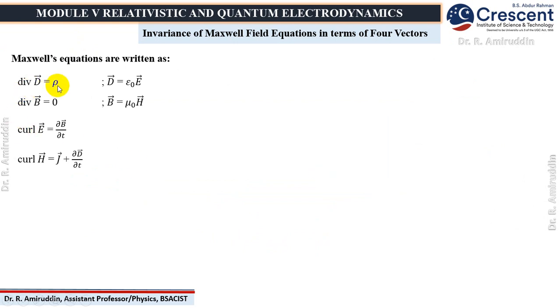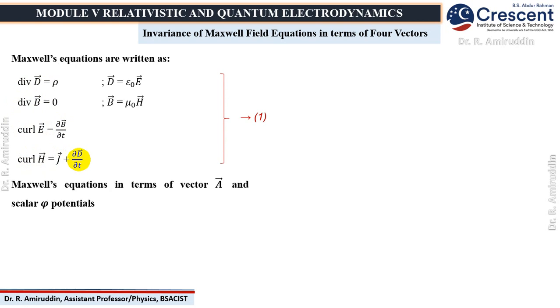Divergence of D vector is equal to rho, divergence of B vector is equal to 0, curl E vector is equal to minus dou B vector by dou t, curl H vector is equal to J vector plus dou D vector by dou t. So all these four equations collectively we can label as equation number 1. Now in the other class we discussed the Maxwell's equation in terms of scalar and vector potentials. We rewrite these equations in terms of scalar and vector potentials as follows.